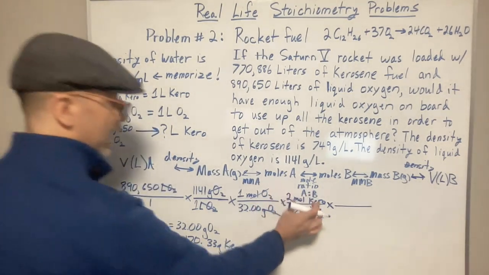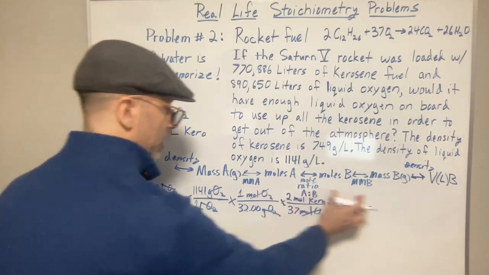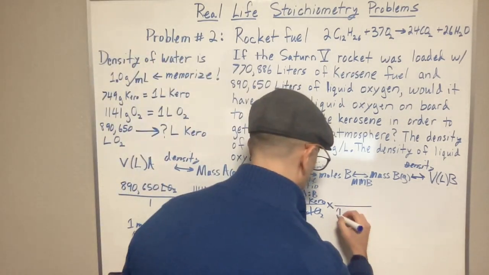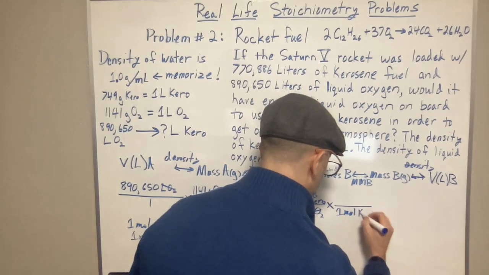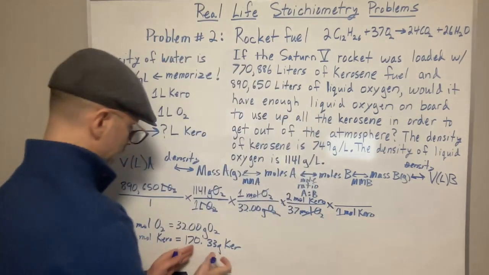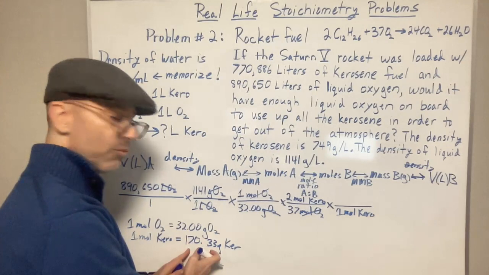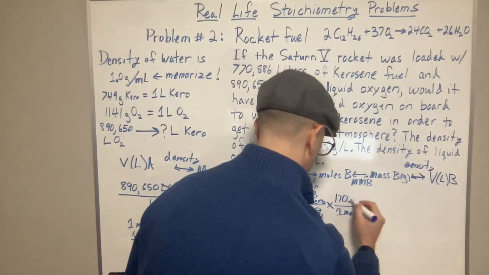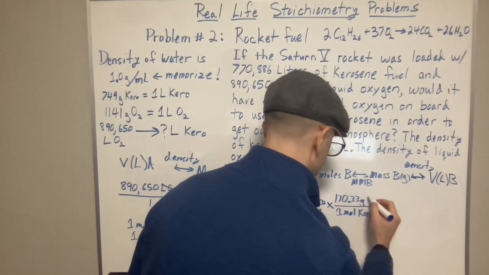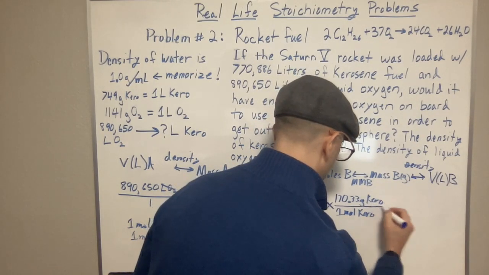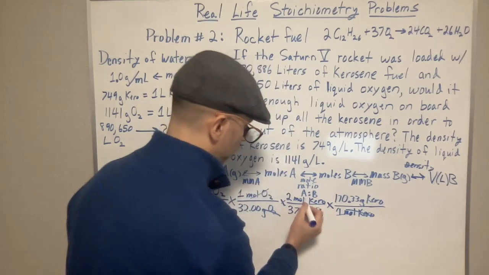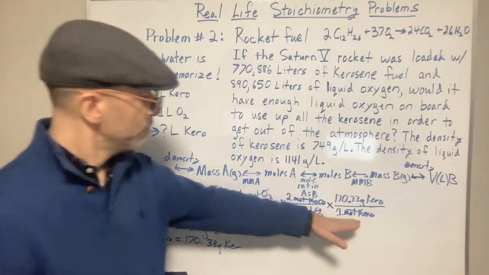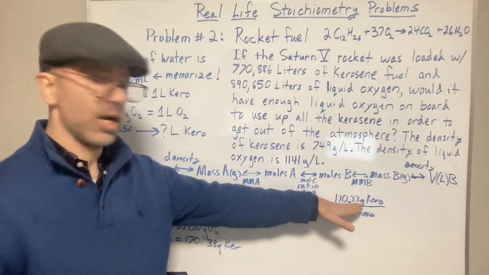Since I have moles of kerosene on top, I'm going to put moles on the bottom. So I'm going to put 1 mole of kerosene on the bottom and 170.33 grams of kerosene on the top. So moles of kerosene cancel out. Excellent. Now I have grams of kerosene.